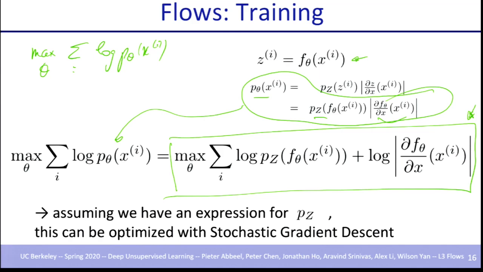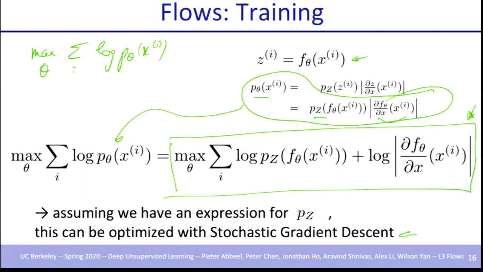Okay, so now that we have this, we can just feed this into an optimizer, run gradient descent, and find a flow from x to z. And if we train this, we know that we've now found the maximum likelihood estimate of a distribution represented in this implicit way. We represent a distribution by finding a mapping from x to z, which allows us to optimize the likelihood.